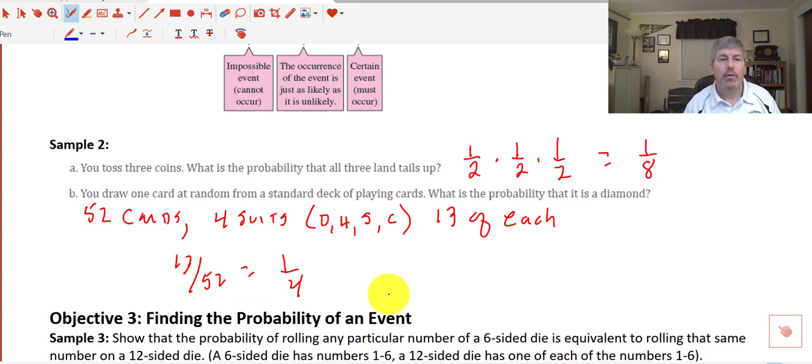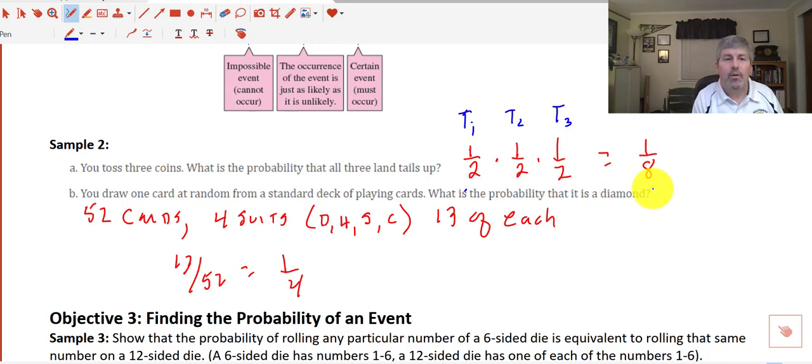In our second sample, what is the probability if we toss a coin 3 times in a row, or we toss 3 coins? What is the probability that all 3 land tails up? Every time we toss a coin, there's a 1 in 2 chance that it lands tails up. Toss 1 is 1 out of 2, toss 2 is 1 out of 2, toss 3 is 1 out of 2. So the probability that all 3 land tails up is 1 out of 8.